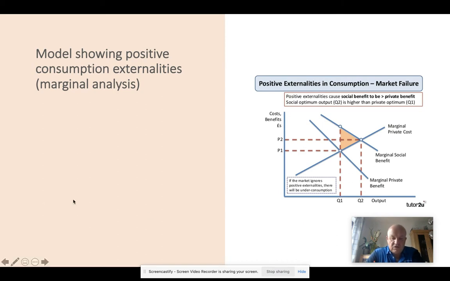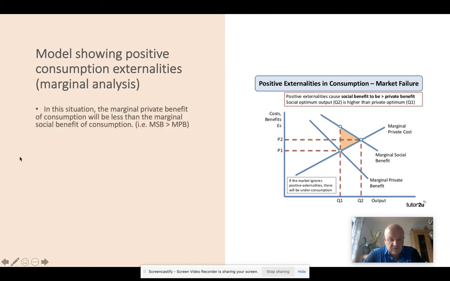And again, we're using marginal analysis to demonstrate this. So in this case, we've got the marginal private benefit being less than the marginal social benefit of consumption, as we can see. So we've got the marginal private benefit in this area here. We've got the marginal social benefit at a much higher level here. So in this instance, our marginal social benefit is higher than our marginal private benefit. Now that essentially could lead to goods or services being underproduced relative to the social optimum.